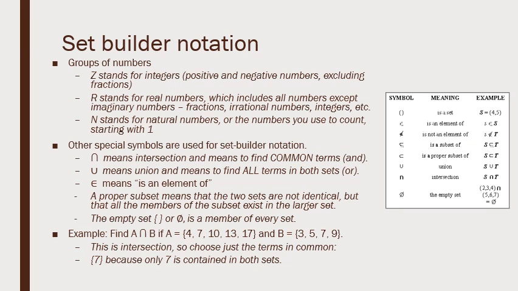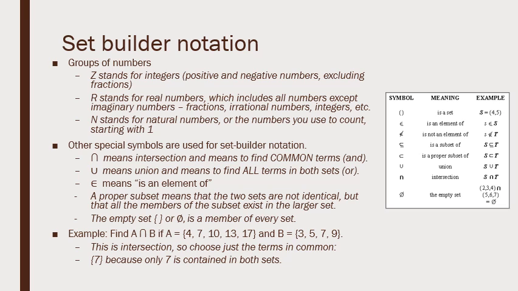This is kind of the chart of the unusual set notation that you might see. When you're looking at different groups of numbers, as you did in this section of the unit, Z, the capital letter Z, stands for integers. Remember, integers are just positive and negative numbers, but they don't have any fractions. So 0, 1, 2, 3, -1, -2, etc. Capital R stands for all real numbers, which includes all numbers except imaginary numbers. So that would be all the fractions, the decimals, all the integers, all the counting numbers, etc.